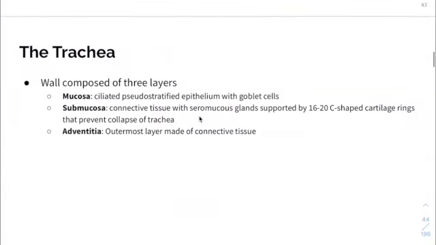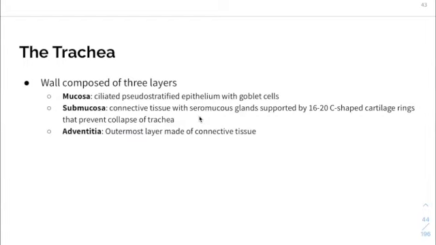So just like everything else that's composed of layers that we've talked about, the trachea is composed of layers. We have that mucosa, which is the layer that faces that opening in the trachea. Again, ciliated pseudostratified epithelium with goblet cells. So those goblet cells are going to secrete mucus that those ciliated cells are going to help push back up towards the back of your throat.